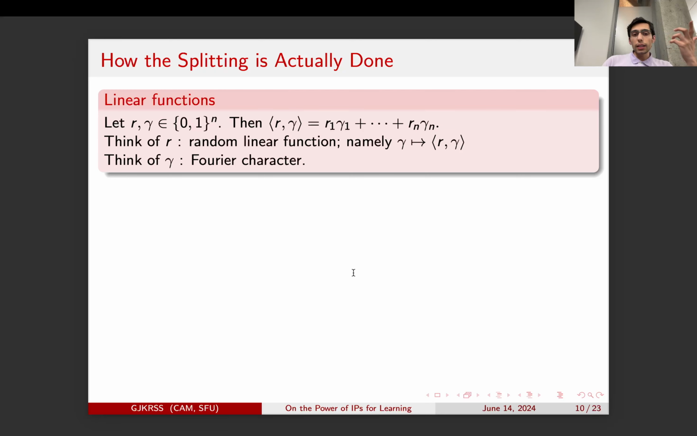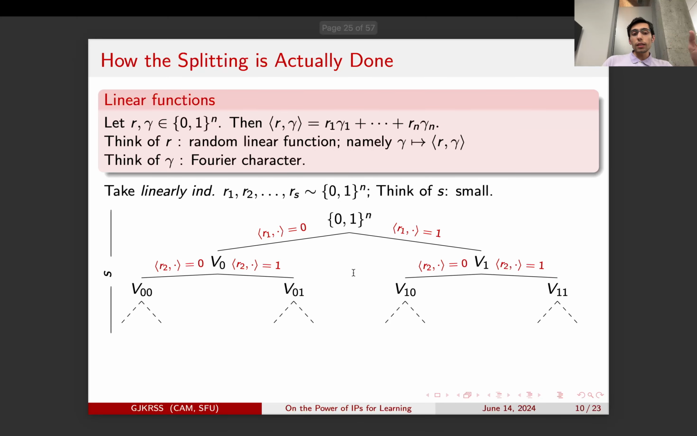So let's define the inner product in the usual way. We think of R as a random linear function, and we think of gamma as a Fourier coefficient, or a Fourier character. Then let's say we take a small number of linearly independent linear functions. Then we can split the domain of coefficients in the following way. So {0,1}^n here also represents the domain of coefficients.